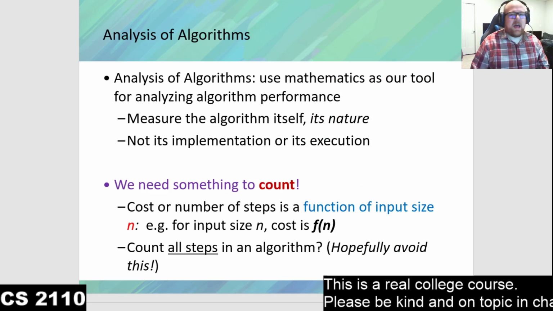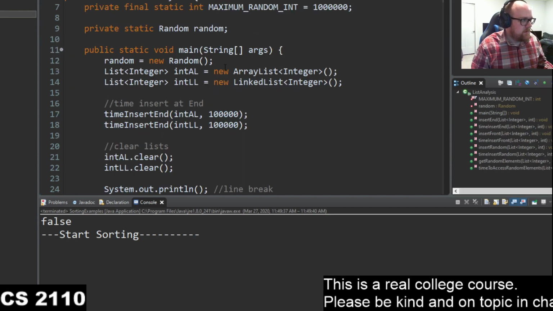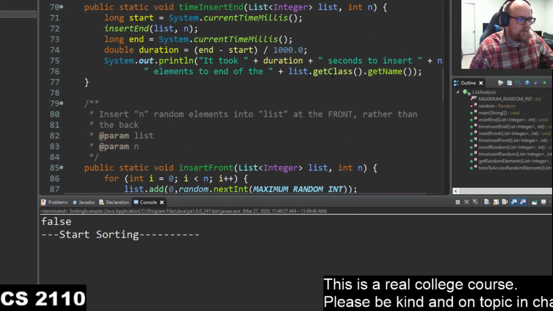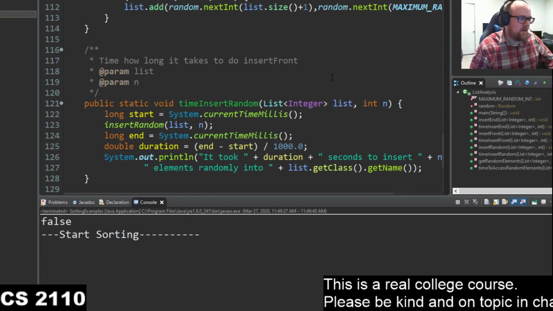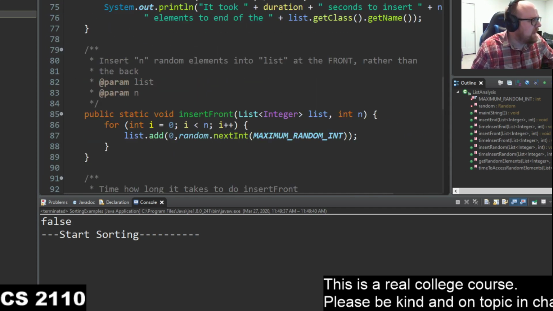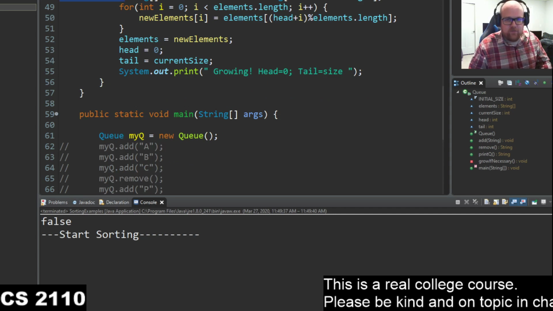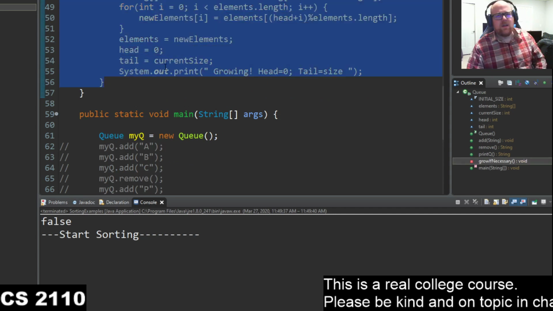So we talked about how to count operations. I did an example with the list analysis, specifically with stacks and queues. I looked at the grow if necessary function for queue, and we looked at how long this would take.